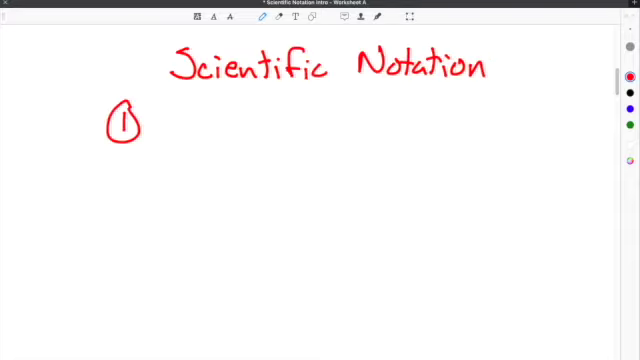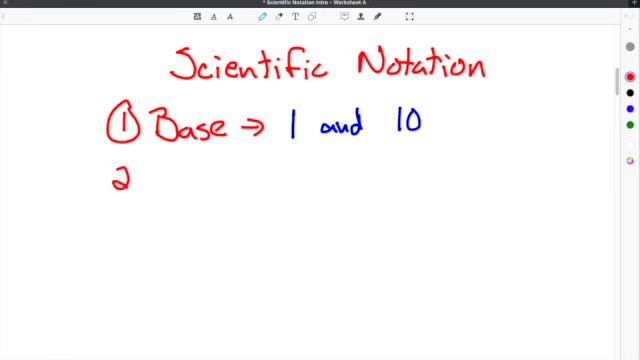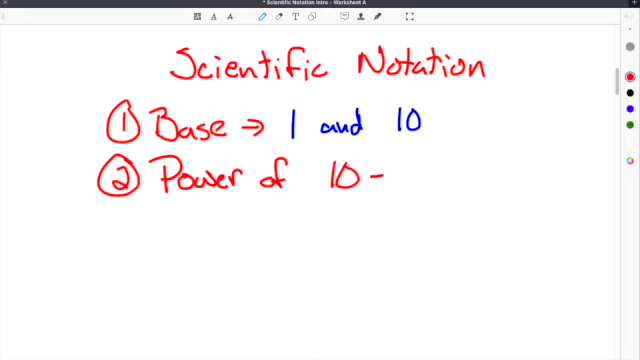Now, scientific notation has two parts. The first part about scientific notation is that it always has a base. Now, this base is always in between the numbers 1 and 10. The second part of a number in scientific notation is that our base is being multiplied by a power of 10. The power of 10 always has a base of 10 and then an exponent that can be either positive or negative.